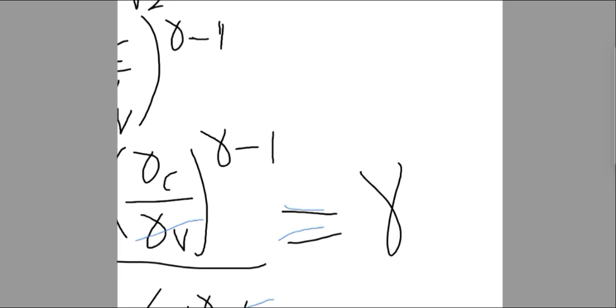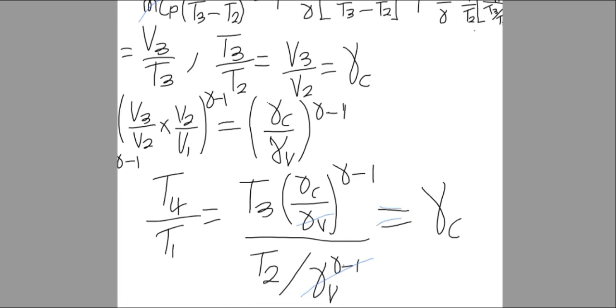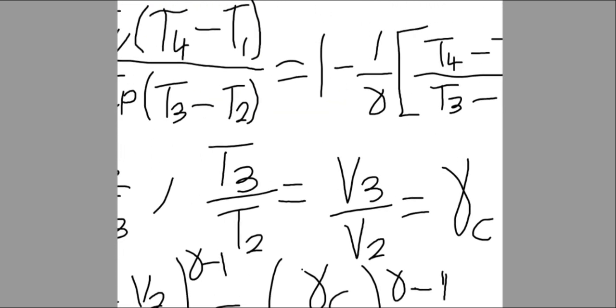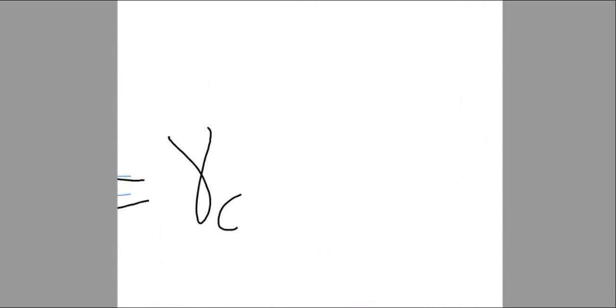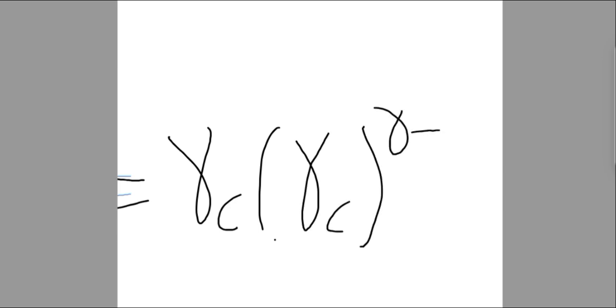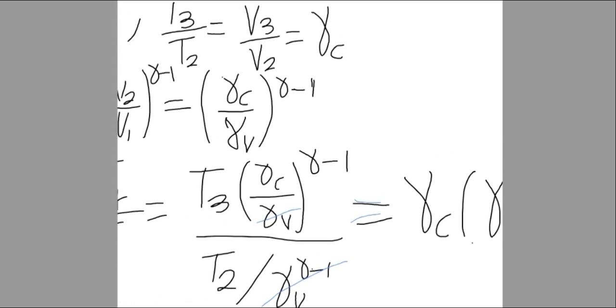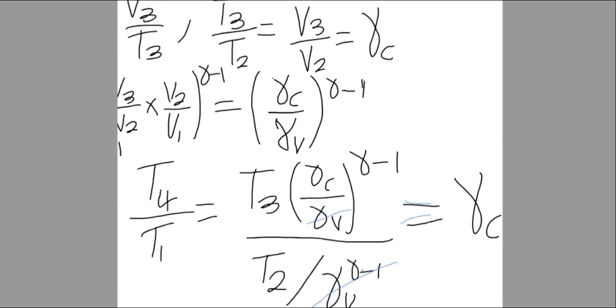the value of T3 over T2, which is here. T3 over T2 is equal to V3 over V2, which is our compression ratio, in brackets. After we cancel out the compression ratio, what we are left with is our cutoff ratio here, raised to power gamma minus 1. So now that is what is left here after we are done with T4 over T1.